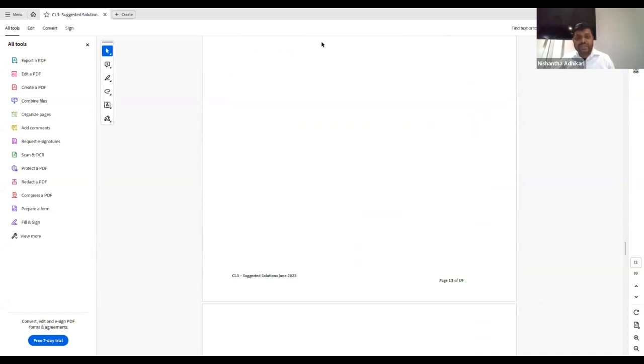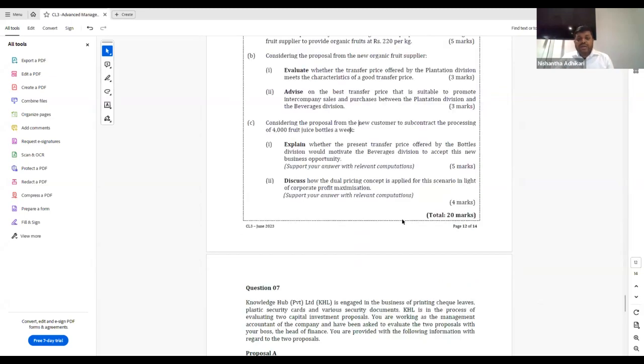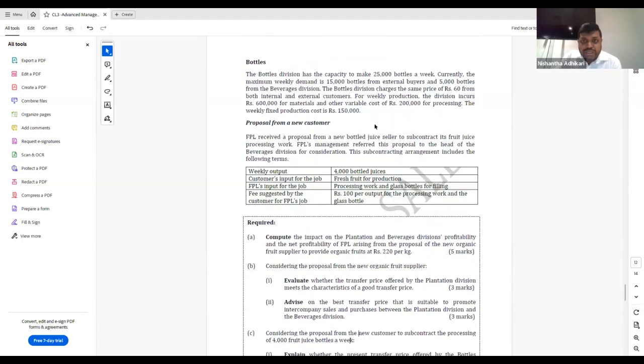The next one, what they asked to do, is the beverage division's proposal. Considering the proposal from a new customer to subcontract the processing of 4,000 fruit juice bottles a week, explain whether the present transfer price offered by the bottle division would motivate the beverage division to accept this new business opportunity. Now look at this one. In the bottles division, they manufacture 25,000 bottles a week. Currently, maximum weekly demand is 15,000. That means 10,000 is idle capacity. The bottle division charges the same price, 60, for both internal and external. That is not the suitable way to do that.